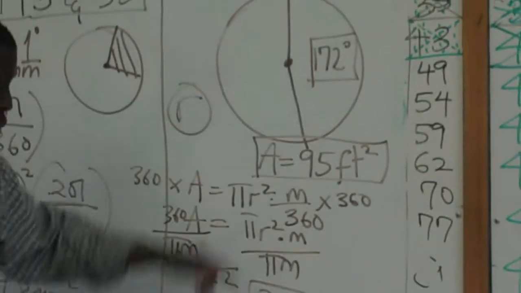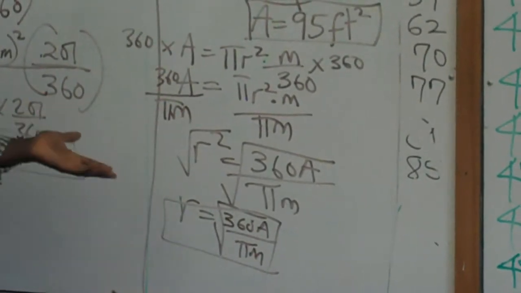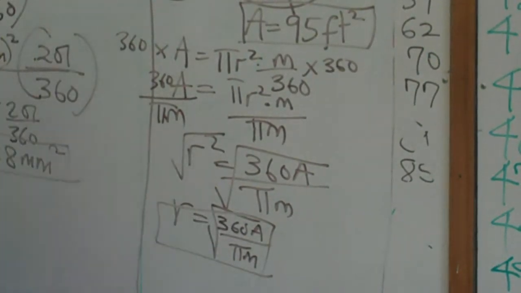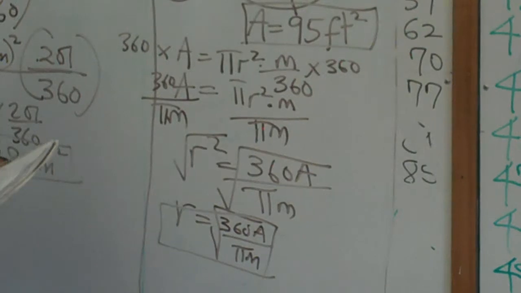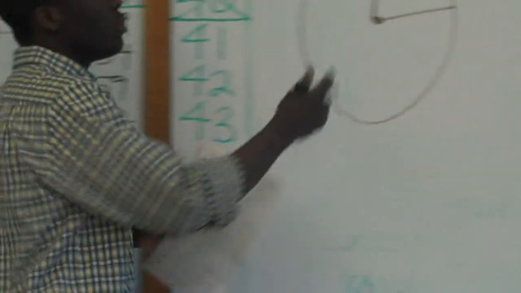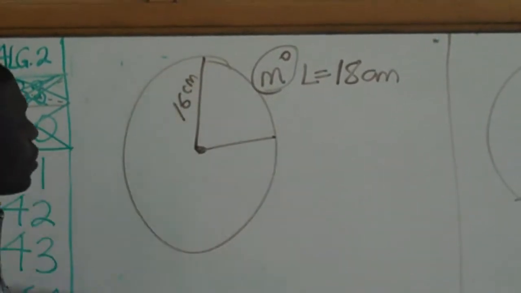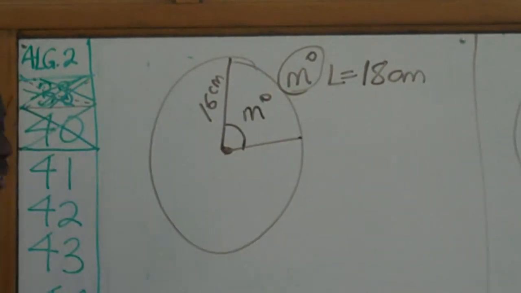So we plug in 172 for m. We plug in our value for pi, 3.14 is what we're using now, and the area is 95 feet squared. We plug those in, and that will give us r. Remember, when you are given certain things and you don't have the other things that you want, you make them the subject of the formula. So, for example, in this problem, they want you to make m the subject of the formula, because they're asking you for the measure. What is this angle? Right now it's called m degrees.